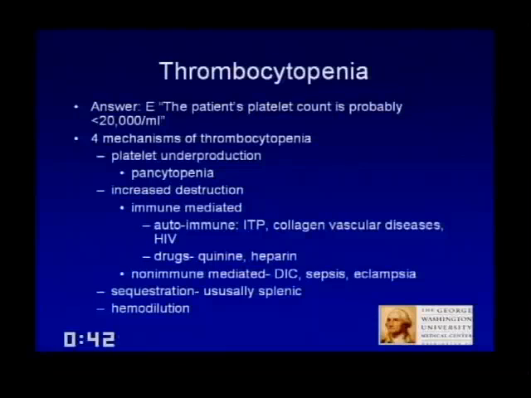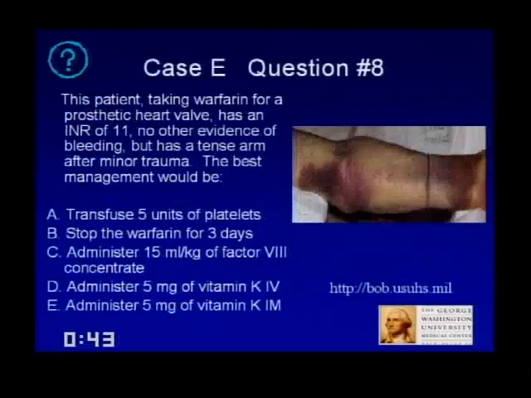The other 2 causes are usually sequestration, usually in the spleen, associated with some other hematologic diseases, or something like Gaucher's disease that gives you an infiltrative splenic enlargement, and just the fact that there's a large spleen will trap platelets and give you a systemic thrombocytopenia, and finally hemodilution. So this is a quick review of thrombocytopenia.